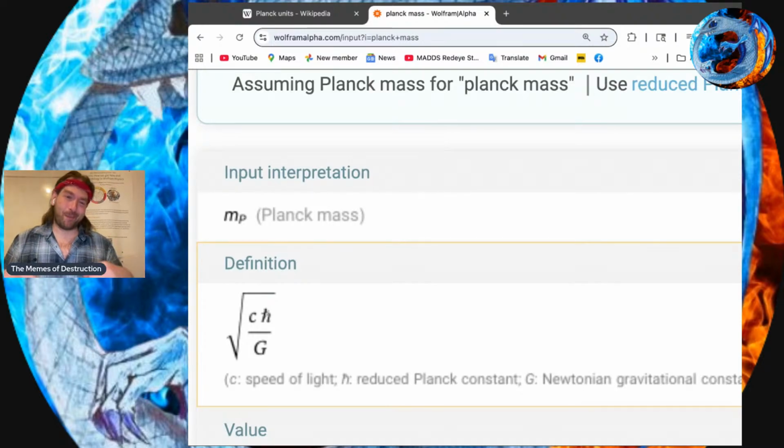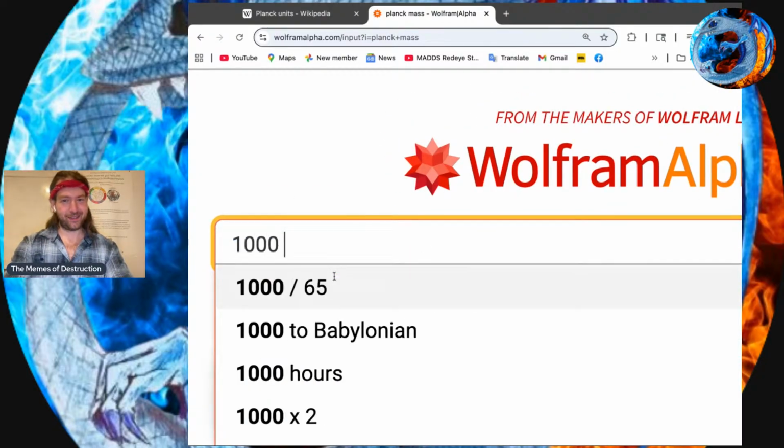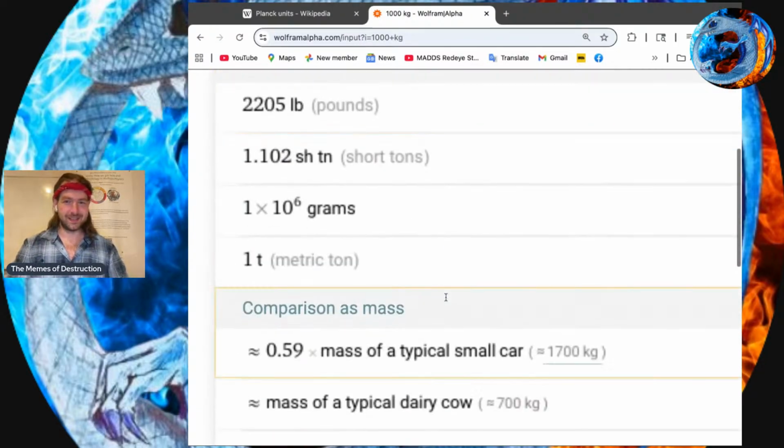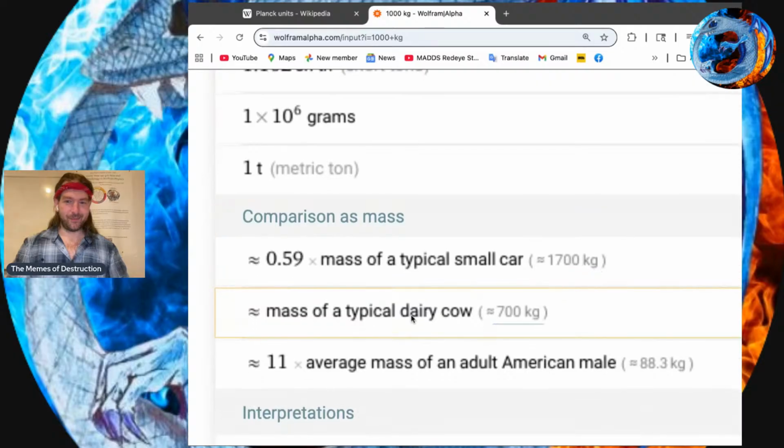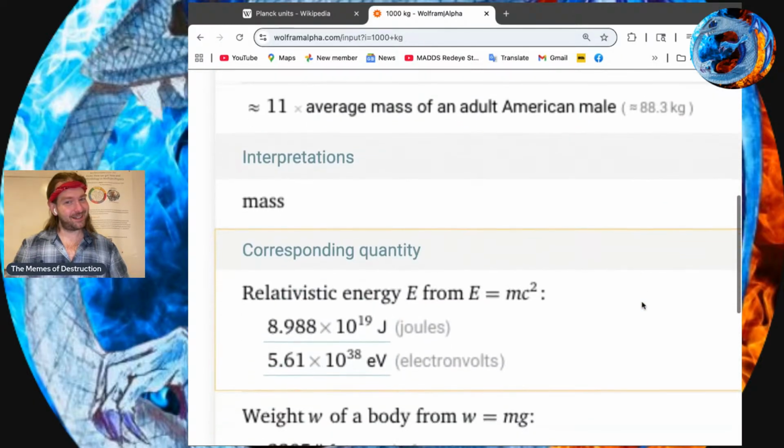Well, originally we did kind of base the definition of the kilogram on a cubic decimeter of water, and even Wolfram Alpha was like 1,000 kilograms. That's it. Oh, okay, so it's of magnitude of a dairy cow, 700 kilograms. I did not know that. Okay, average American dude is about 90 kilograms.